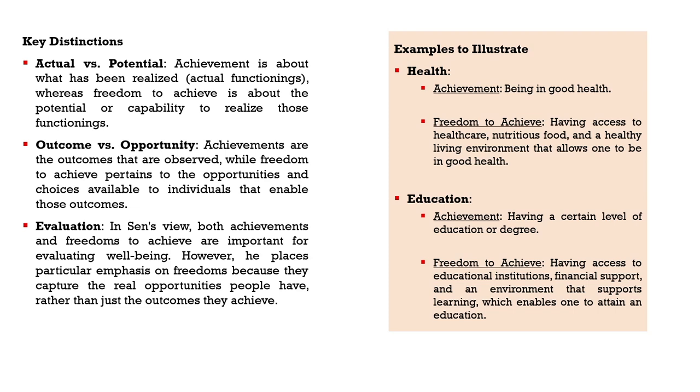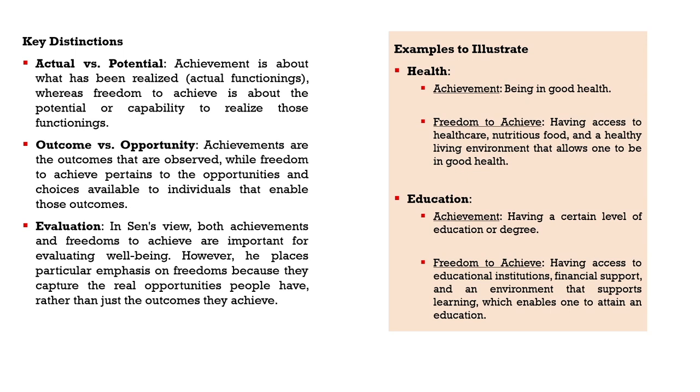Achievements then are the outcomes that we can observe, whereas freedom refers to the opportunities and choices available to individuals that help us to achieve these outcomes. And in Sen's view, both achievements and freedoms to achieve are important for evaluating the well-being of an individual. However, he places particular emphasis on freedoms because they capture the real opportunities people have rather than just the outcomes they achieve.